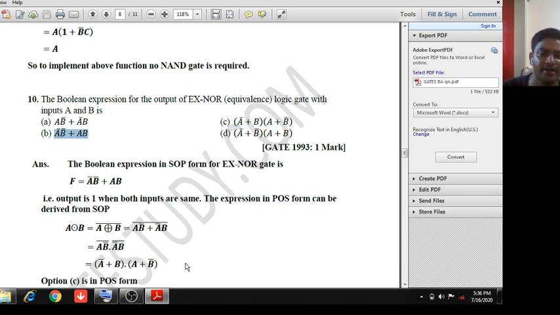It is not given here, but there are two options. In case of POS, this will be A bar plus B or A plus B bar, and in SOP, A bar B bar plus AB. You already know this is the expression. There are two possible. If it is given, just what will be the expression in POS form, then this is the correct answer. But in this case, it is not given in SOP or POS, so these two are the correct answer.